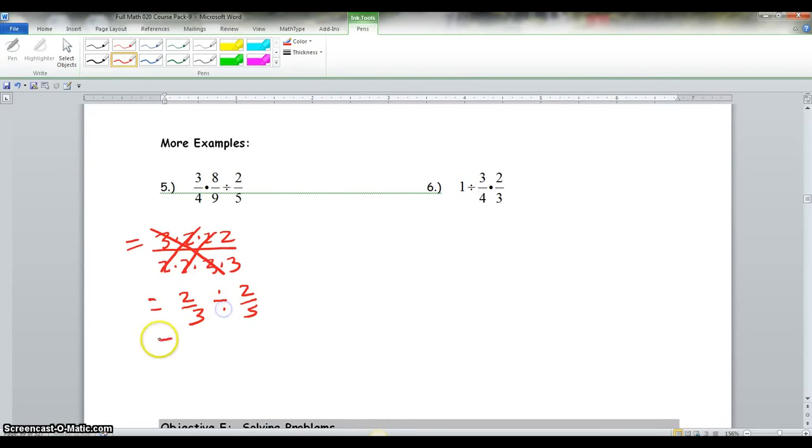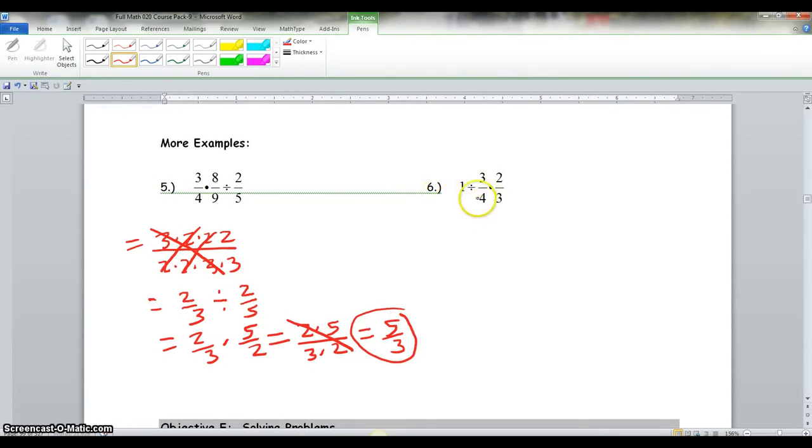So now, 2/3 remains the same. Division becomes multiplication, and we take the reciprocal of the second fraction. Now, we will multiply. We have 2 times 5 over 3 times 2. These 2's simplify out, and your final answer is 5/3.